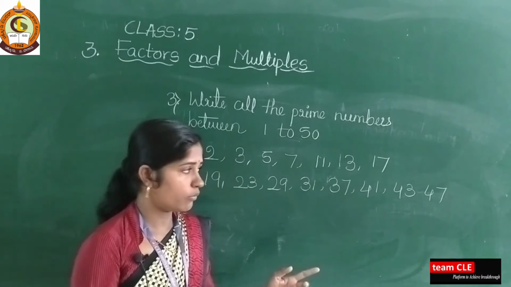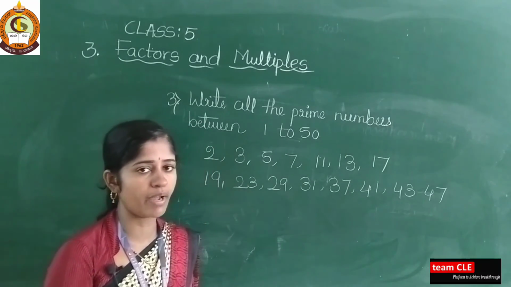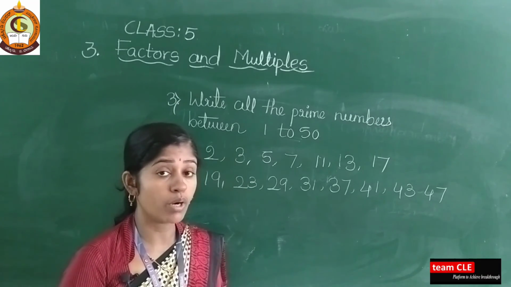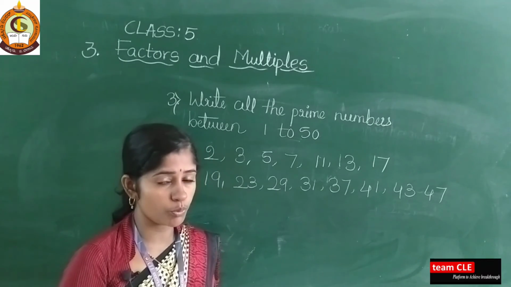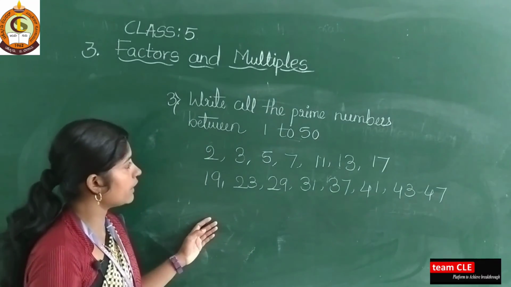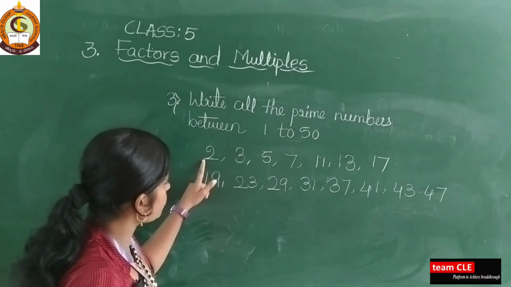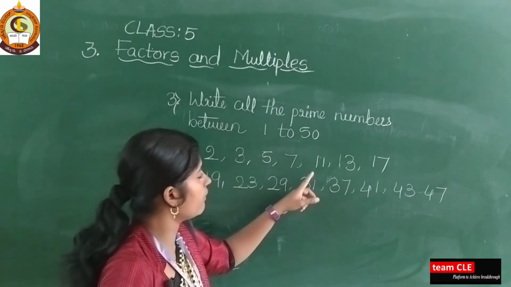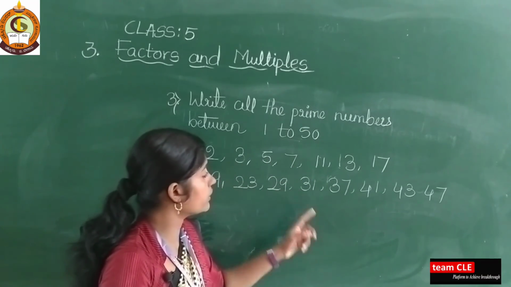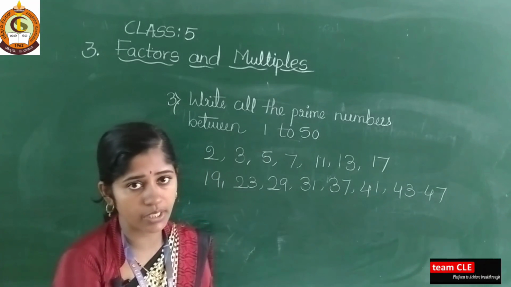See here, once again I will clear you. Prime numbers have only 2 factors, but composite numbers have more than 2 factors. 1 is neither prime nor composite and 2 is the only even prime number. So the prime numbers from 1 to 50 are 2, 3, 5, 7, 11, 13, 17, 19, 23, 29, 31, 37, 41, 43 and 47.